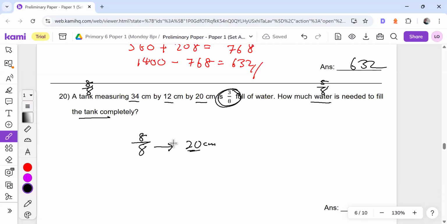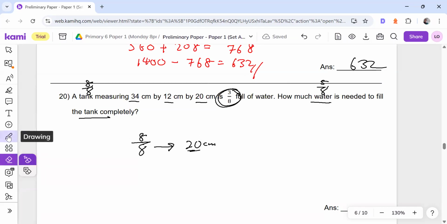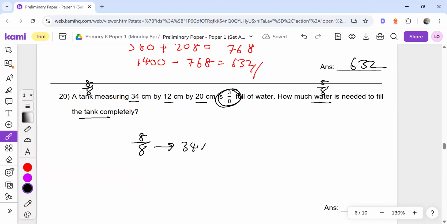This is actually the shortcut to get your answer faster, but you can't divide by 8 because it's a bit harder. So what do you do? All right, then never mind. Then you just find the volume. Just take 34 times 12 times 20. This one you cannot avoid, you have to do working. So 34 times 12, and then what do you get? You get 408, then times 20. So that will be 8160, 8 units. Then 1 unit, divide by 8, 1020.